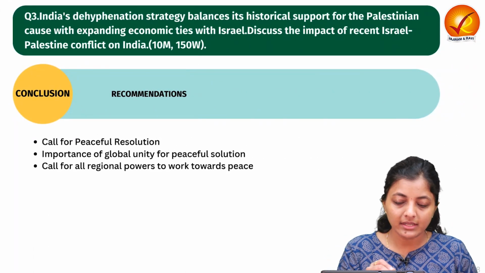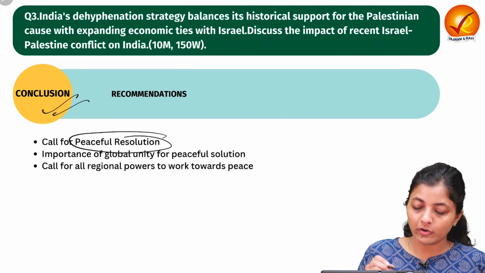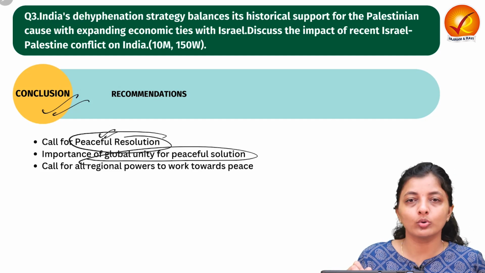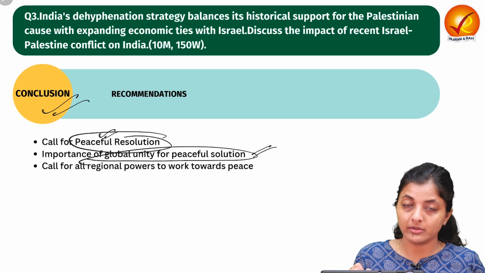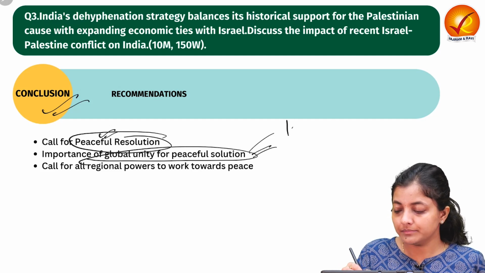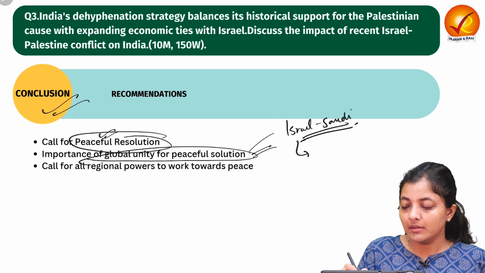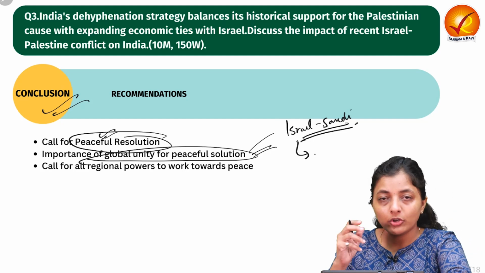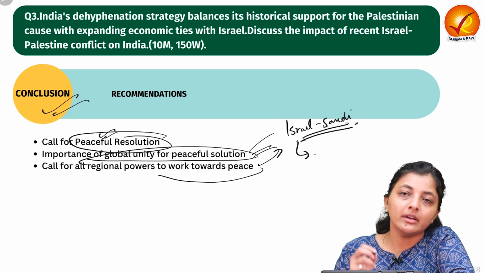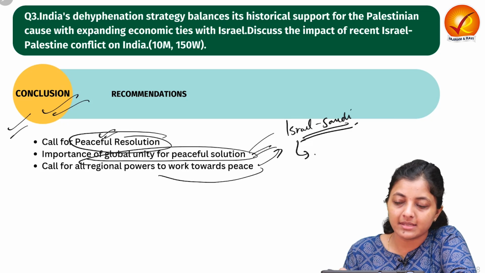So what can we write in the conclusion? It's time that all the countries should come together for a peaceful resolution, and we can write about global unity for a peaceful solution, like the Abraham Accord between Israel and Saudi Arabia. We can also talk about how all the regional powers should come up and work in this manner towards achieving peace in this region. So this way this answer is completed.